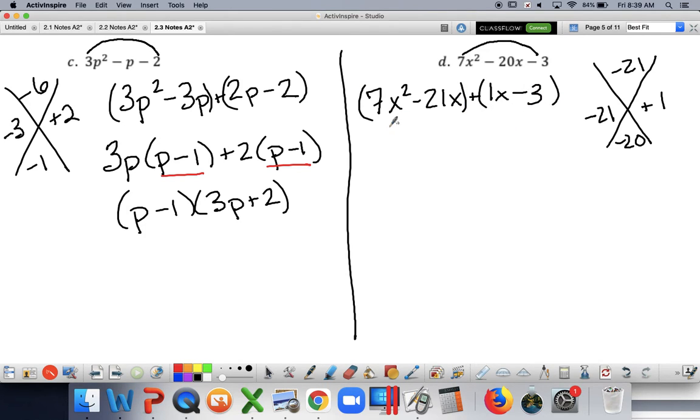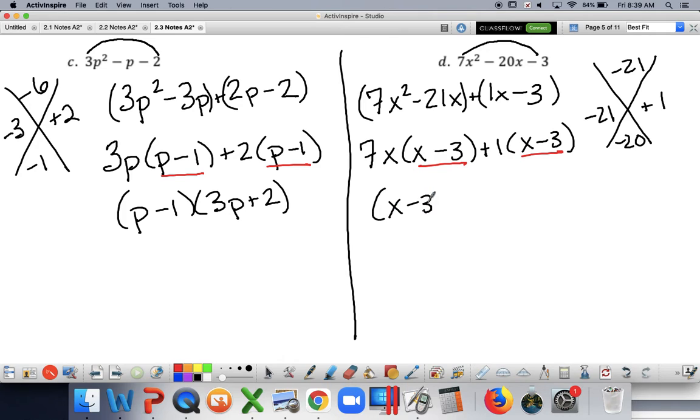I'm going to group my first two terms and my last two terms. I'm going to take out a 7x. Now this is a good one to do because I do not have anything that's common between these two. So I recommend taking out a 1 as kind of a placeholder so that it reminds you that it's there. I then factor out that common term of x minus 3, and I'm left with 7x plus 1. So I have now factored out this expression into its two terms.